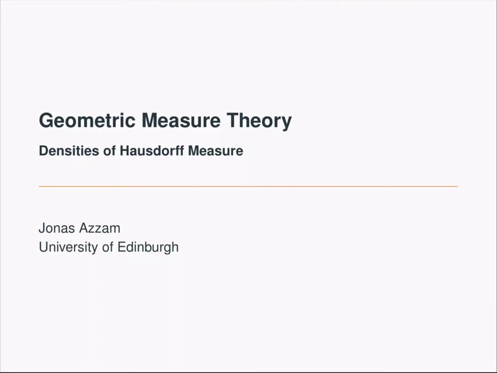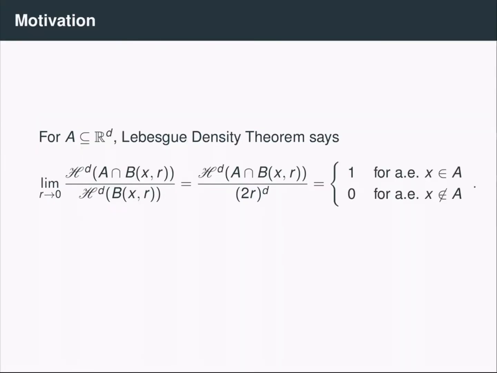In this video, we're going to discuss densities of Hausdorff measure, which describe the asymptotic behavior of Hausdorff measure on sets on small scales. Recall that the Lebesgue density theorem says that in R^d, if we look at the ratio of the d-dimensional measure of a set inside a ball with the d-dimensional measure of that ball, then this converges to 1 for almost every x in the set A and 0 almost everywhere outside the set A.